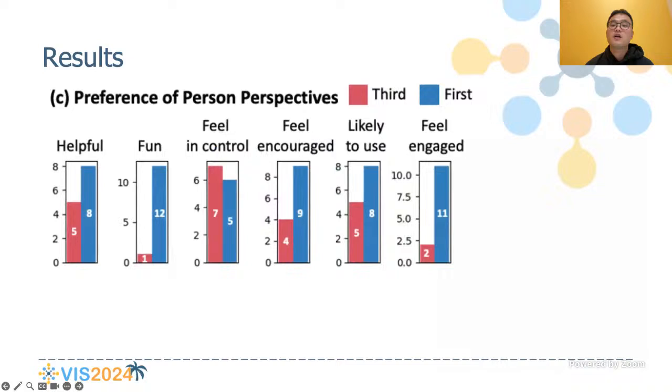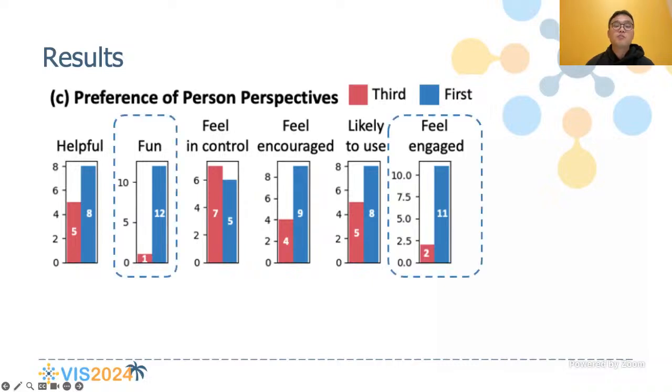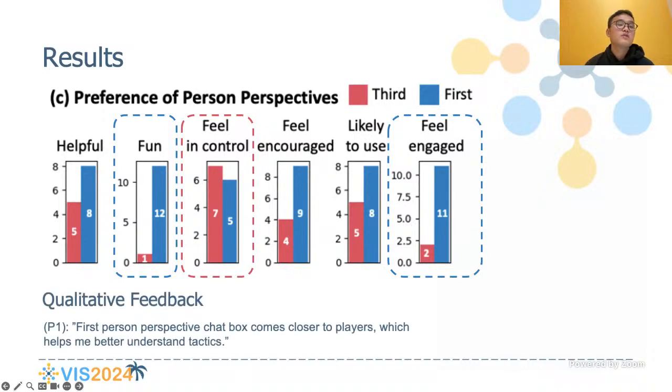As you can see, this figure shows the usability rating for the first and third person perspective narrative designs. This preference is attributed to enjoyment of the story-based narrative and the user interfaces. First person enhances fun and enjoyment, while the third person perspective allows feeling of control and formality. We also got qualitative feedback. Participant one mentioned that the first person perspective comes close to players, which helps me better understand tactics.